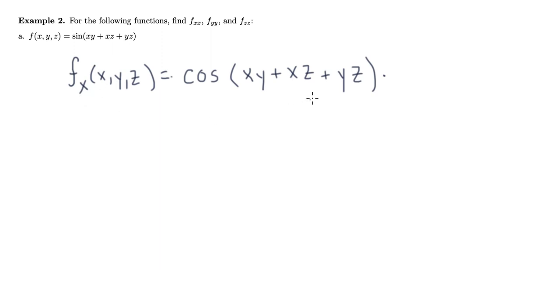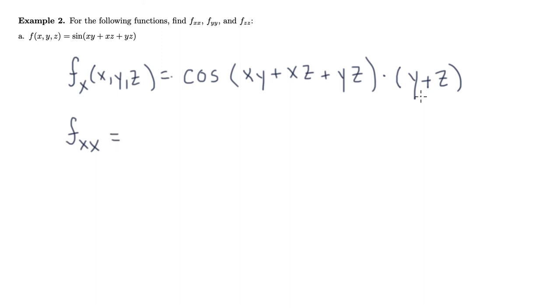That's crucial. So the derivative of what's inside, now I'm treating y and z as constants. So y times z, the derivative is 0. The derivative of xz is z, and the derivative of xy is y. So I'm going to get y plus z. Excellent. So now I'm ready to take the partial derivative of this function with respect to x, which is the second partial derivative of the original function with respect to x.